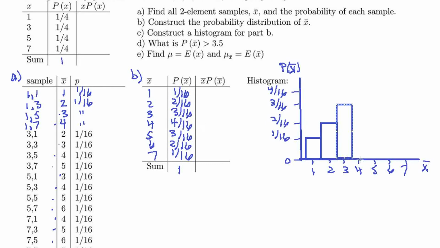4 has a probability of 4/16. Now I'll try to make my bars all have the same width here. And then 3, 2, and 1/16 for 5, 6, 7. So this will be 3 and, whoops, made that one 2. So this one will be 3 and 2 and 1/16.